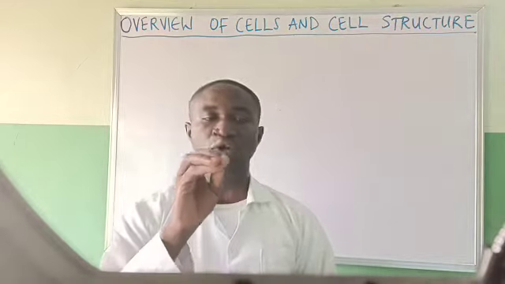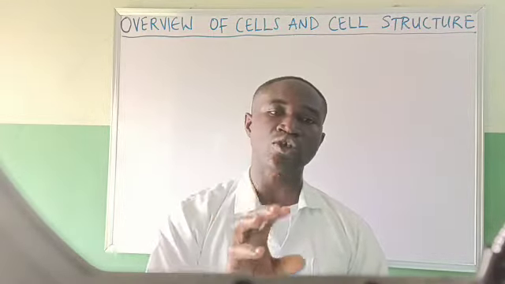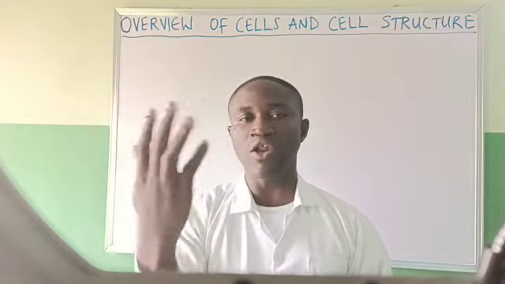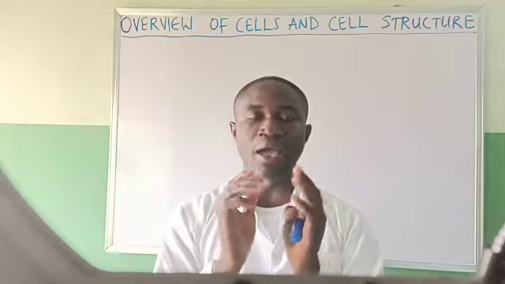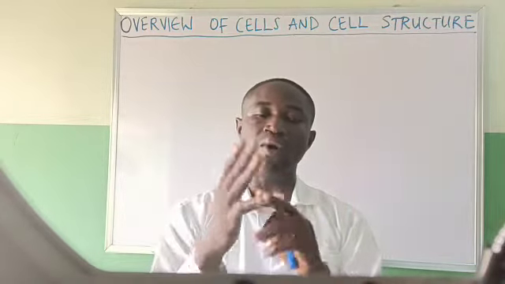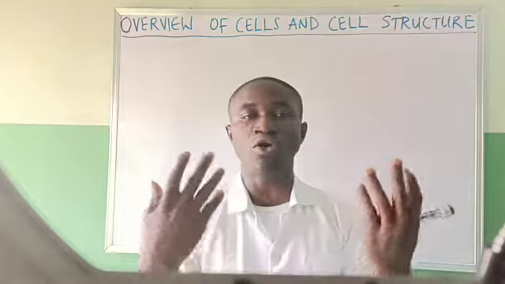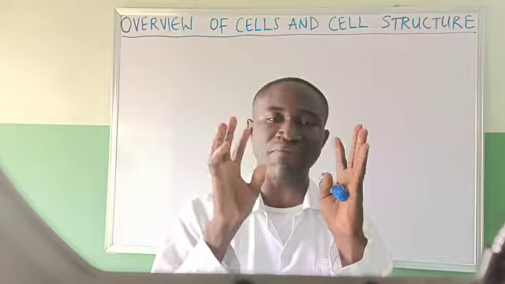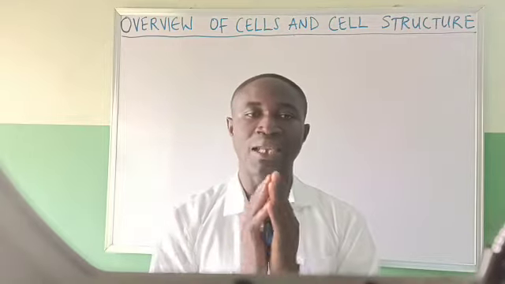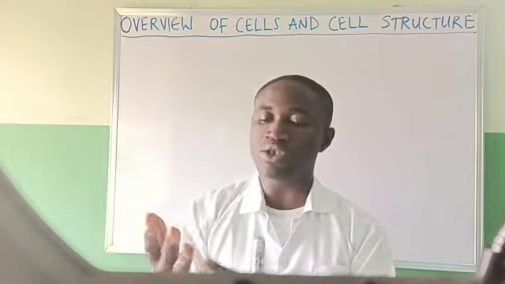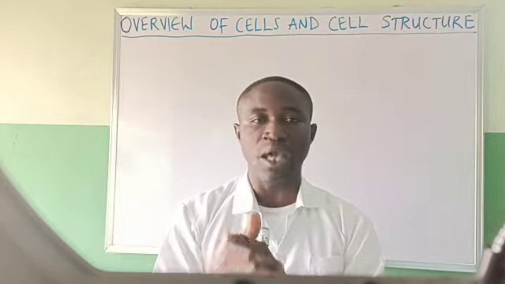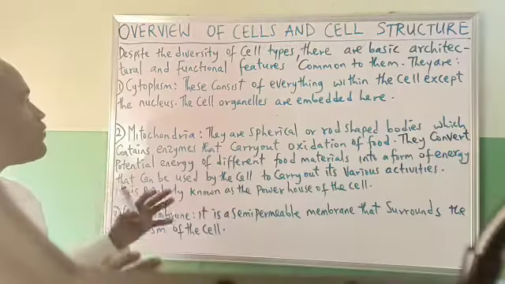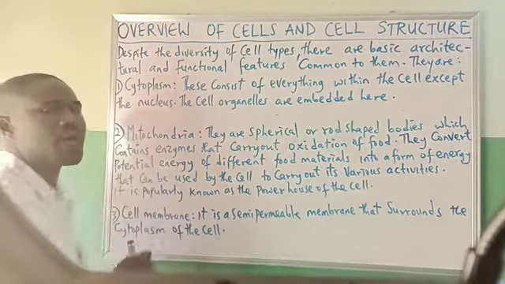In this video, we want to discuss some of the basic structural features which you can see in any of these cells or organisms we talk about, whether plants, animal, unicellular, multicellular. These include nucleus, cytoplasm, mitochondria, endoplasmic reticulum, and so on. Let's discuss it. The first feature we want to discuss is the cytoplasm.